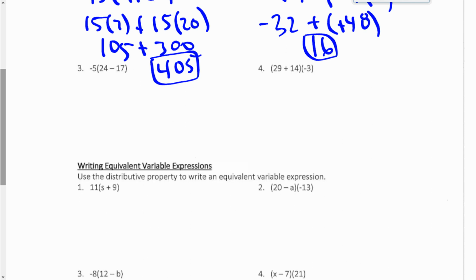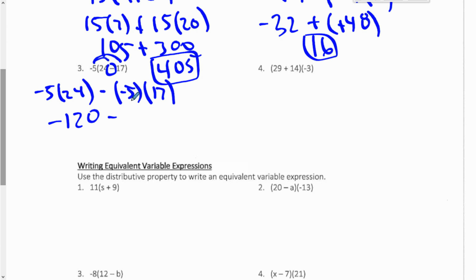All right, looking down at number 3. I'm distributing -5 to 24 and to 17. So I have -5 times 24. I have the subtraction sign from inside the parentheses, minus -5 times 17. -5 times 24 is -120, minus -5 times 17 is -85. And then again, like the problem before, I'm subtracting a negative, which is the same thing as adding a positive. So -120 plus 85 is -35.